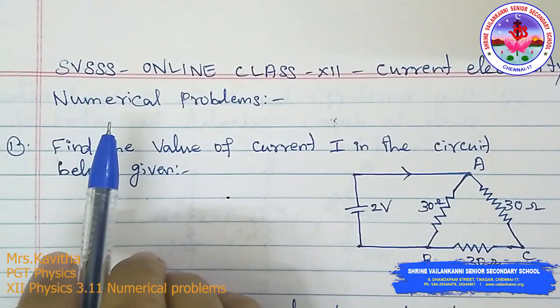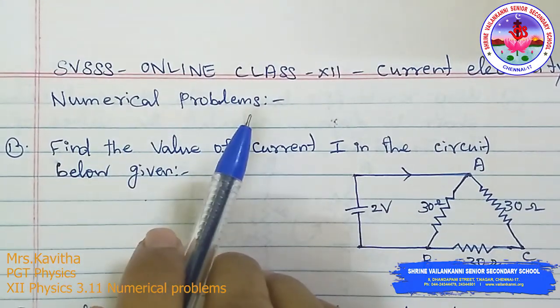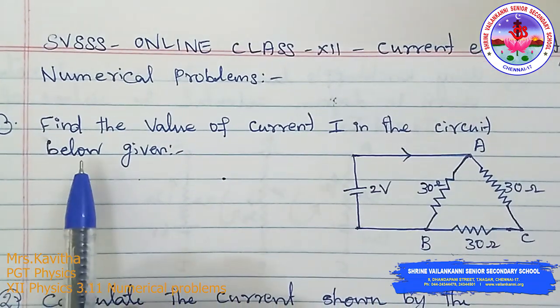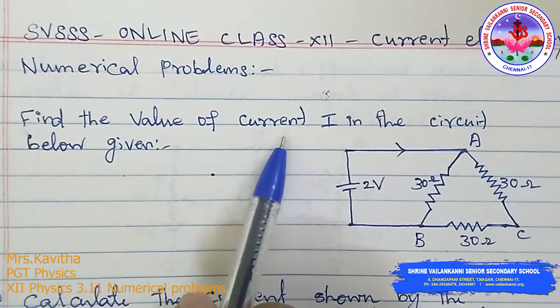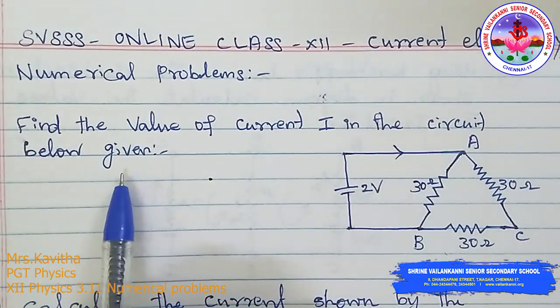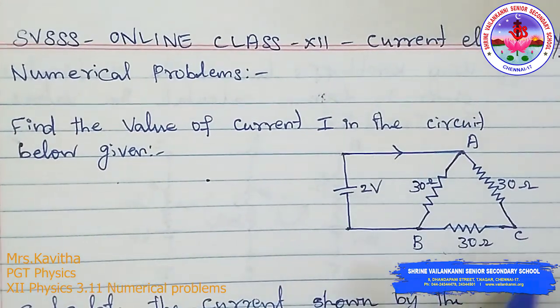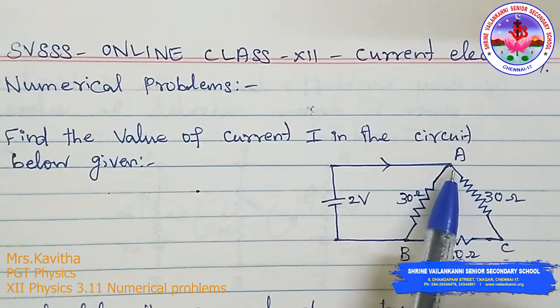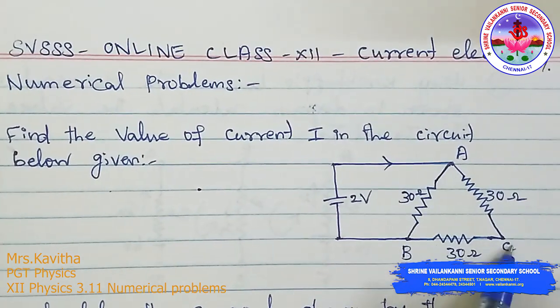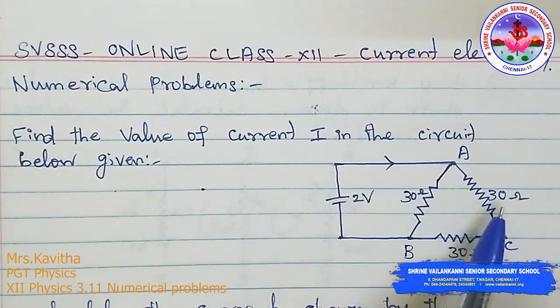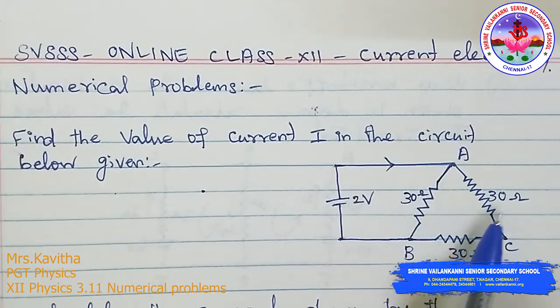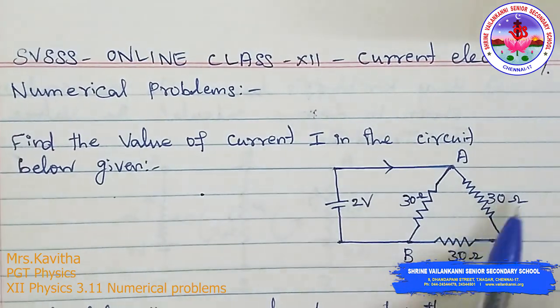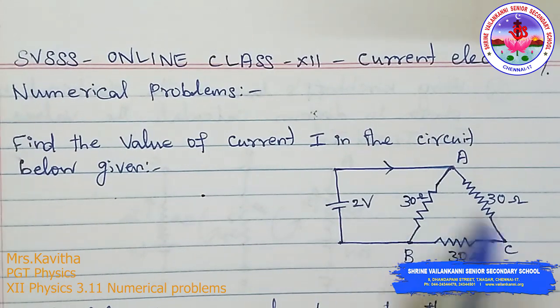The chapter 3 current electricity numerical problems we can see now. Find the value of current I in the circuit given below. See here, this is a circuit diagram with A, B, C. So 3 resistors they have given, the value is 30. So we have to take A, C, B in this leg.